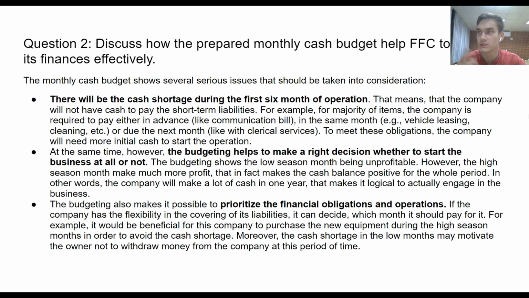At the same time, even though it's unprofitable during the first 6 months, it's still potentially beneficial because high months produce much more revenue. That's why we have the large cash in the end. Last but not least, we can also give some recommendations on the budgeting and financial obligation covering. For instance, we can buy inventory during the high season, and we can buy the equipment during the high season as well to avoid the cash shortage.